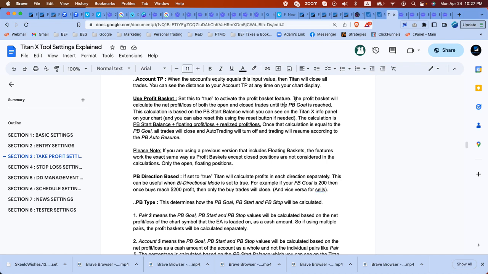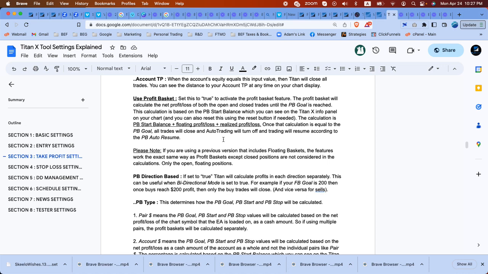And here's what the profit basket is. The profit basket will calculate the net profit loss of both the open and closed trades until the profit basket goal is reached. So basically you set how much profit you want to collect in your profit basket, quote unquote. Then Titan will automatically calculate what the net profit loss is, and once you've achieved your basket goal, once it reaches that, then it will close all trades.